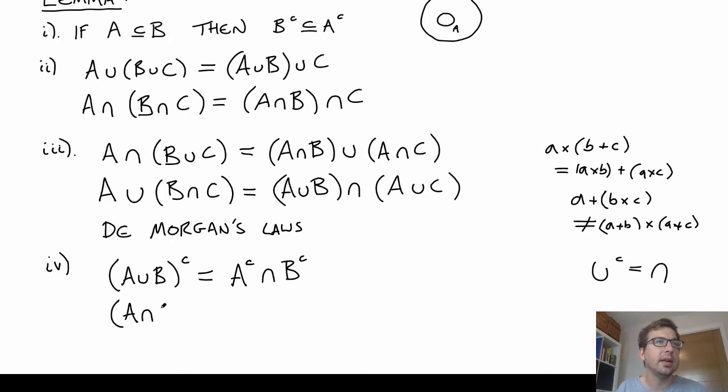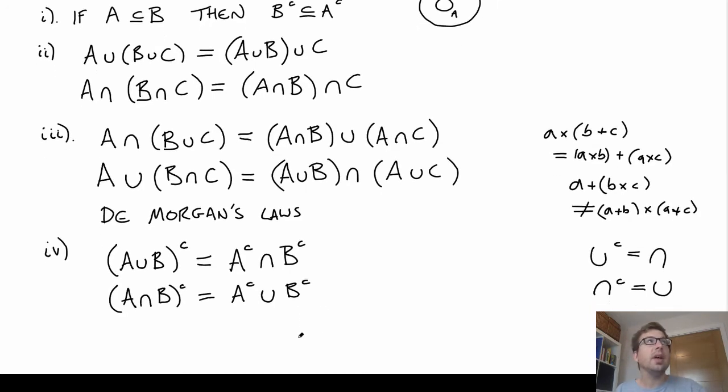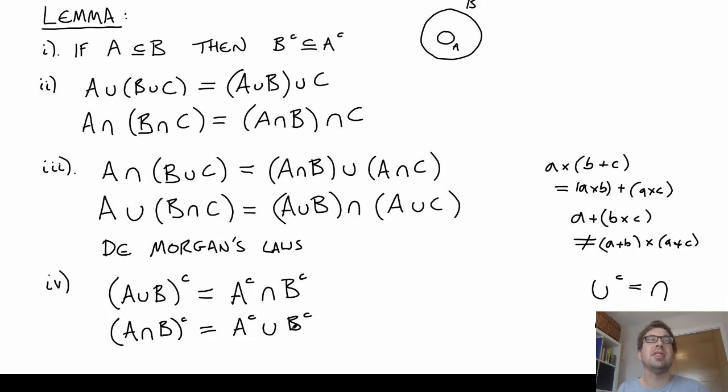Similarly, if we look at A and B, the complement has the same effect of switching the intersection around to a union. So A complement union B complement. If you're not in A and B, you must not be in A, or you must not be in B. And how would you go about proving all of these results in this lemma?